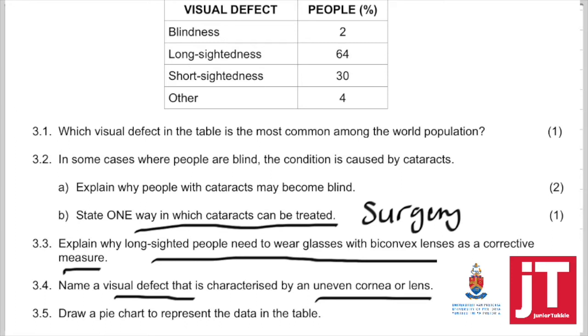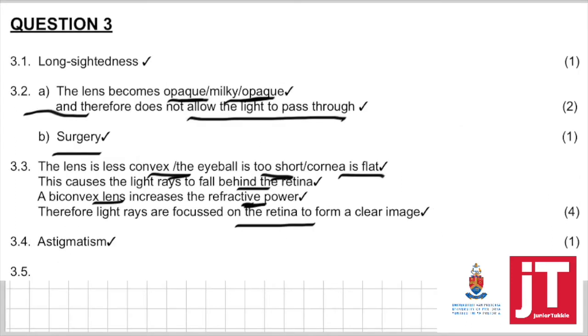And then the second last question, 3.4: name a visual defect that is characterized by an uneven cornea, and that we know is astigmatism. A very important term, and this comes out a lot in your exam.